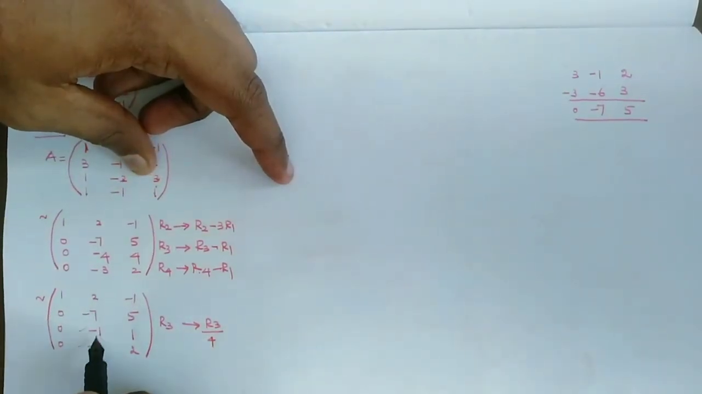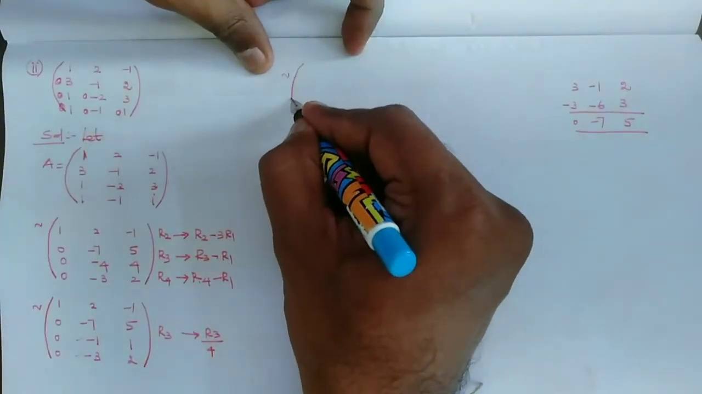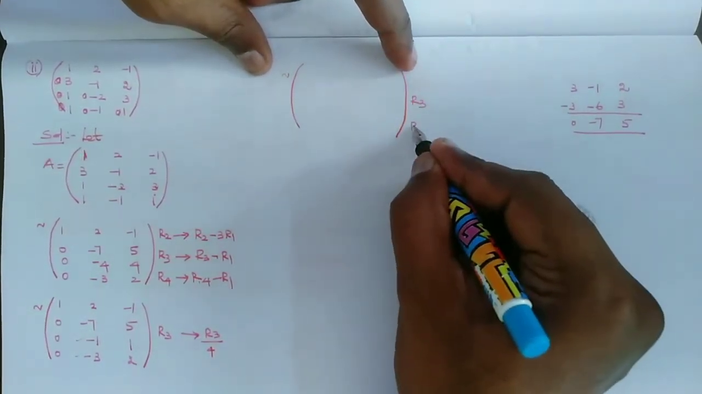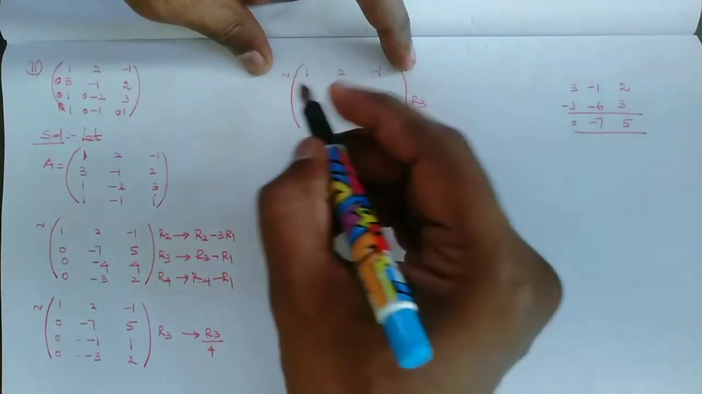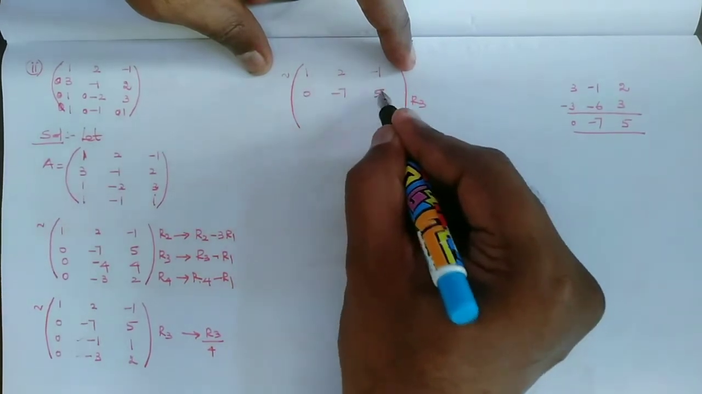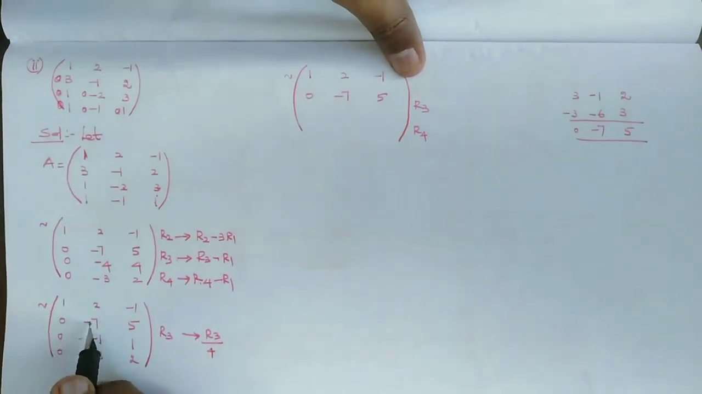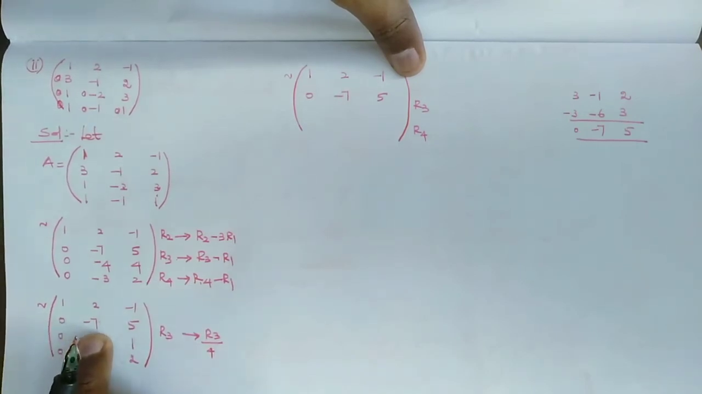So see, these 3 zeros are done. Next, this one should be 0 with the help of R2. There is no change in R1 and R2. There is change only in R3 and R4. So write R1, R2 as it is: 1, 2, minus 1; 0, minus 7, 5. There is change in R3 and R4. Now we check. This is minus 7, this is minus 1. Check it carefully. What should R3 be? R3 should be plus 7. Plus 7 minus 1 becomes 0. But it is minus 1.